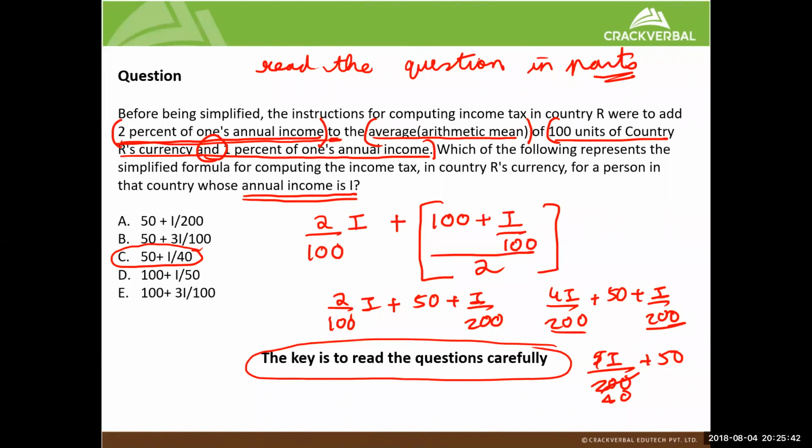The two quantities given to you are 100 units of country R's currency, that's 100, and 1% of one's annual income, which will be I by 100, right? And it's the average. So I need to add the two and divide by 2. And this is the equation that I exactly need.